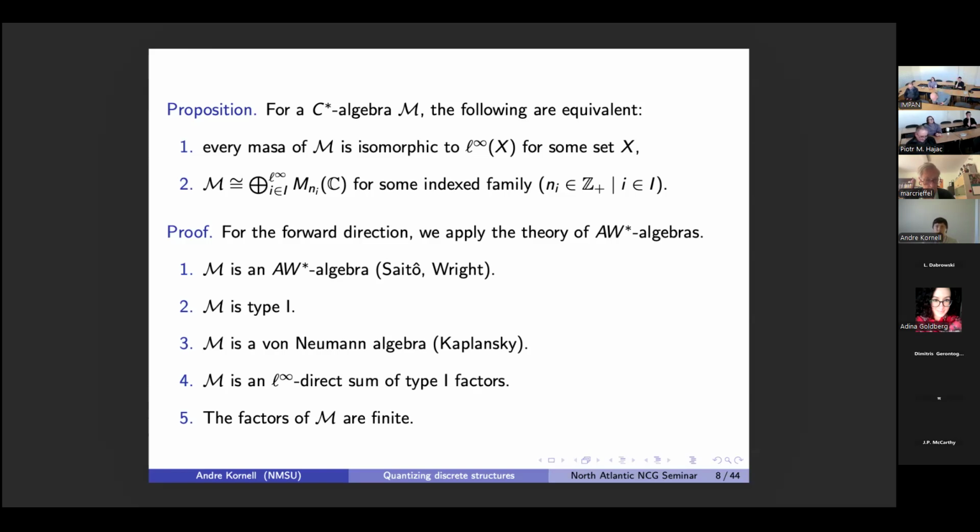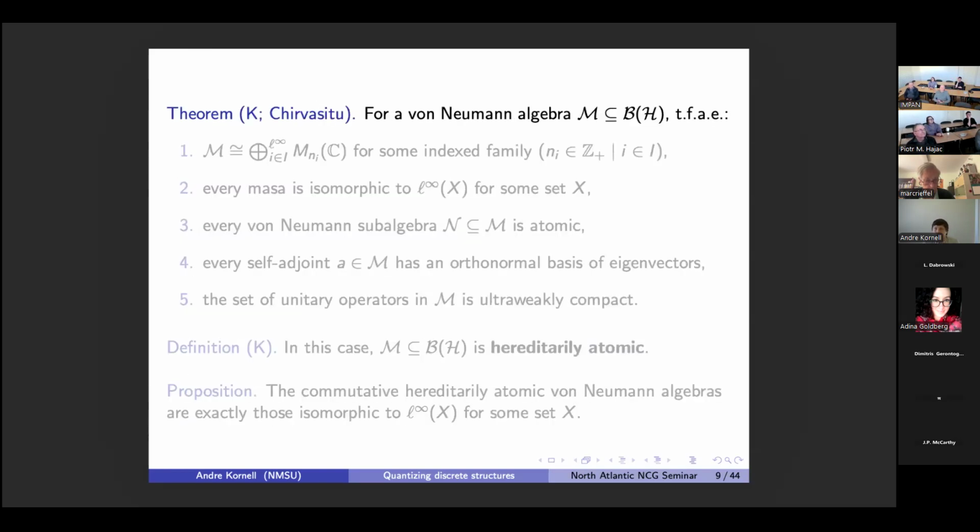Okay, since we are looking at a von Neumann algebra now, I want to tell you about exactly 5 equivalent conditions for this class of von Neumann algebras. First, the von Neumann algebra has this particular form. Second, every massa is isomorphic to L infinity of X for some set X. So we've seen this equivalence. This was the equivalence on the previous slide. But now 3 more conditions.